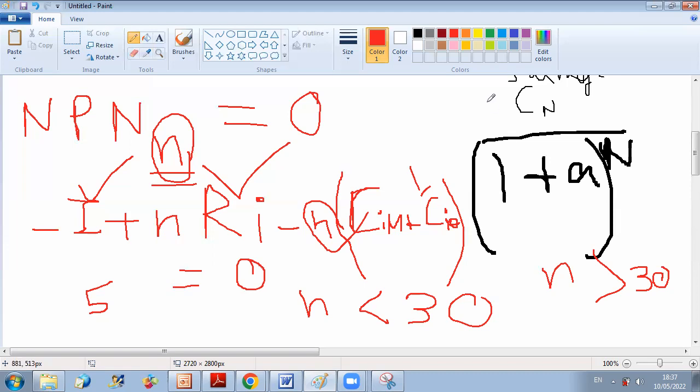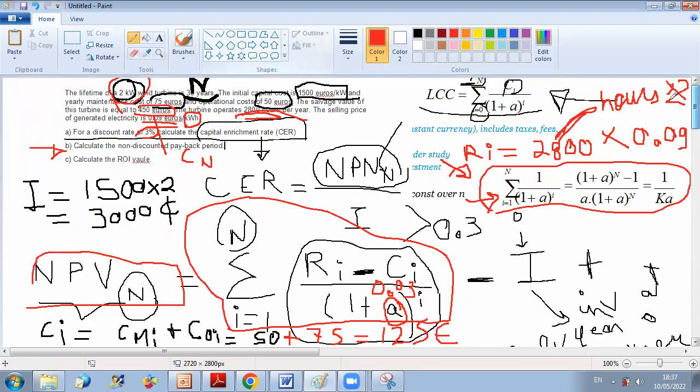Now, another question. Calculate the rate of return on investment value. What do we mean by the rate of return on investment? It is when NPV equals 0, but with the discount included. So we need to calculate the discount rate at NPV equals 0. Okay, but NPV at which year?